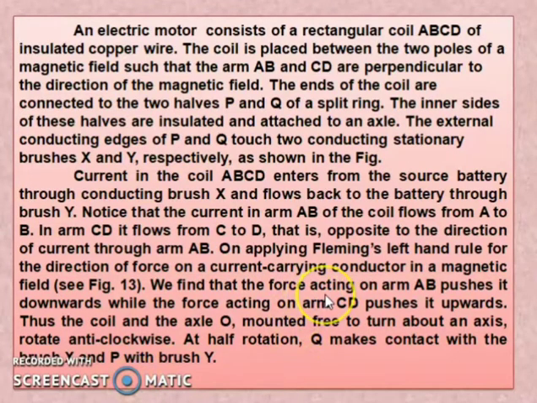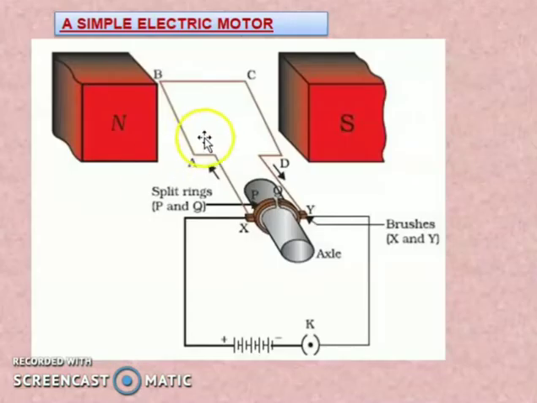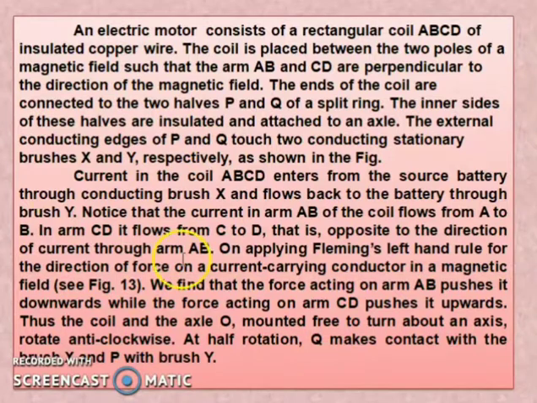The force acting on the arm AB pushes it downward, while the force acting on the arm CD pushes it upward. You can see the diagram here. AB will be pushed in the downward direction and CD will be pushed in the upward direction, so the coil will rotate like this. Thus the coil and the axle O, mounted freely to turn about the axis, rotate in an anti-clockwise direction.